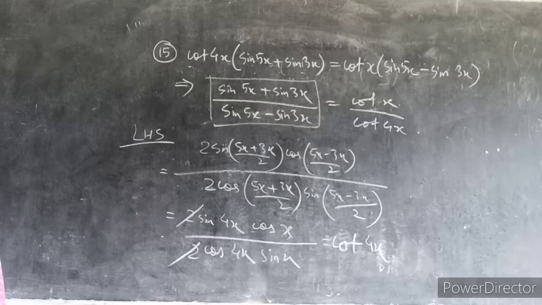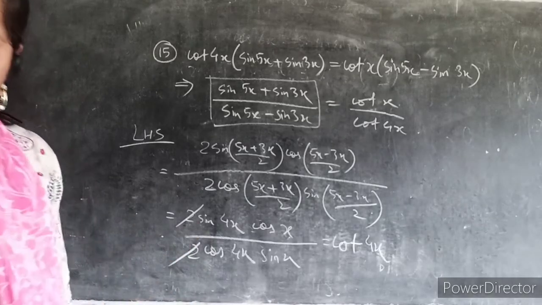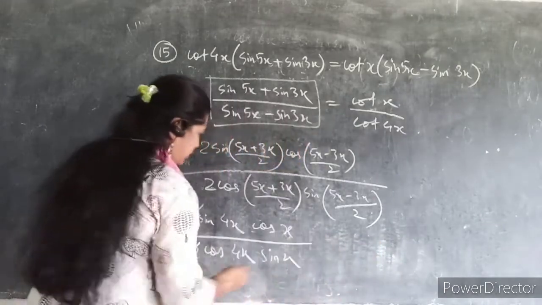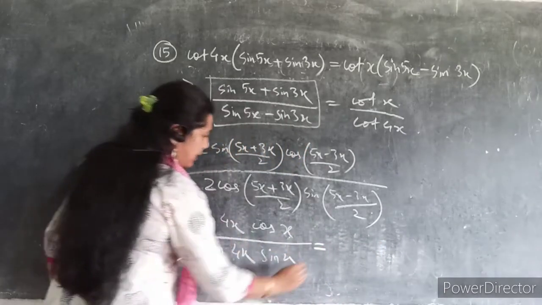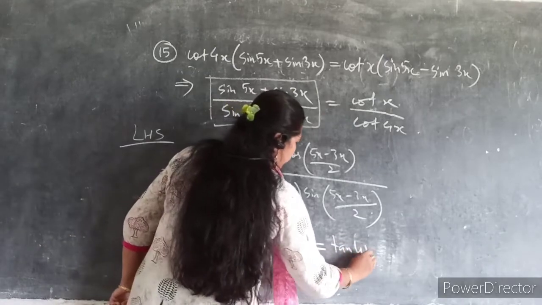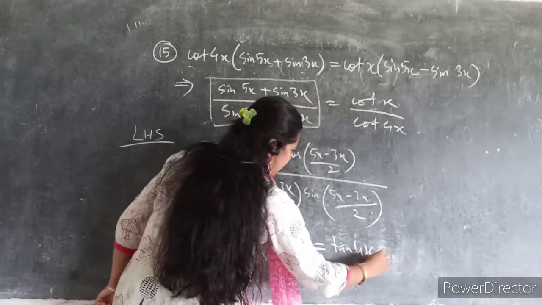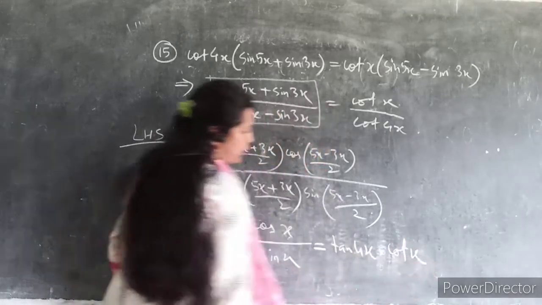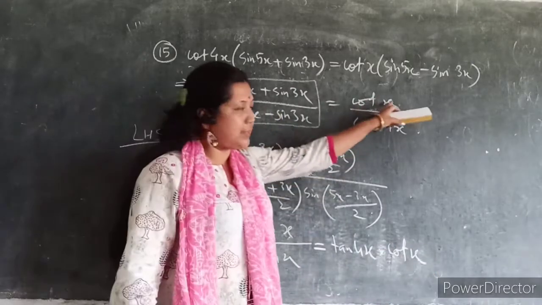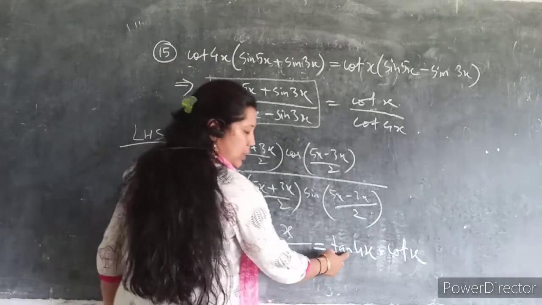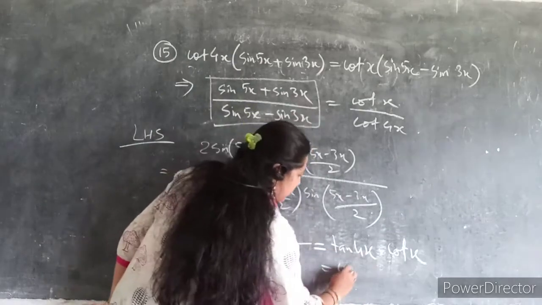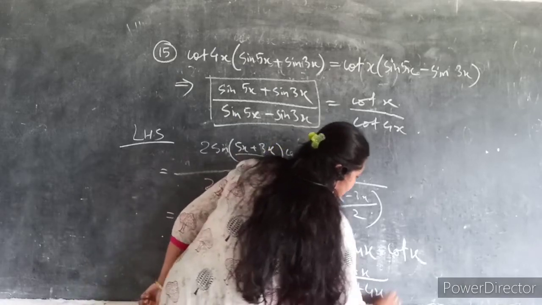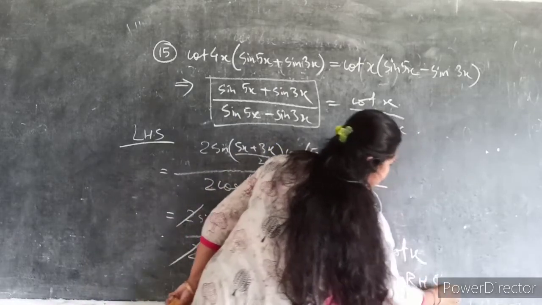Okay. So sin by cos will be how much? Sin by cos is tan. So tan 4x into how much are you getting? Cos by sin is cot x. So if you see on the right hand side, cot x was the numerator. So inverse of tan x is what? Cot 4x, which is equal to your right hand side.